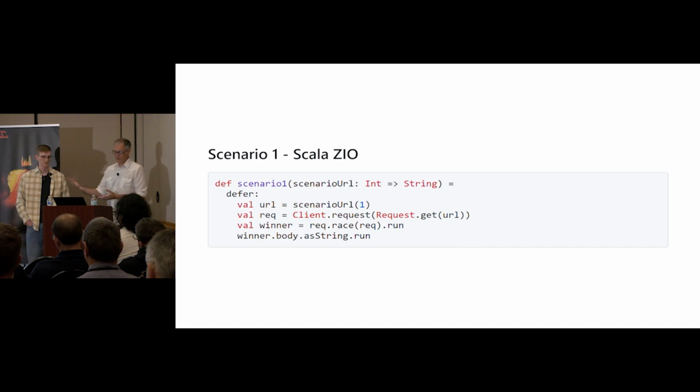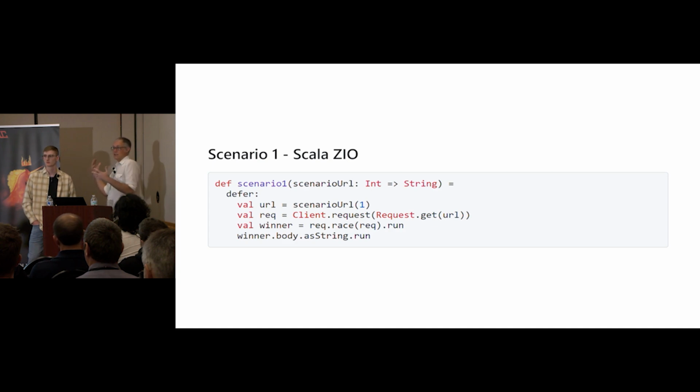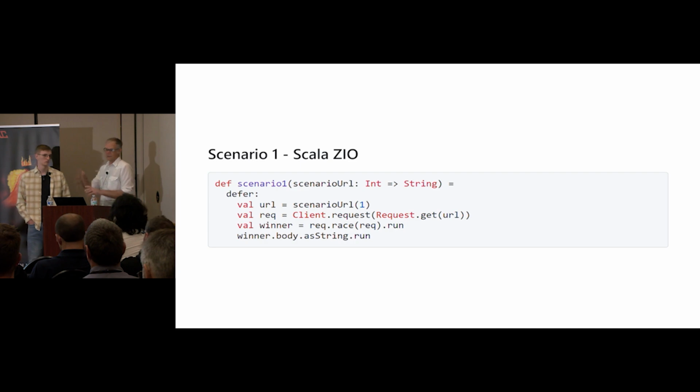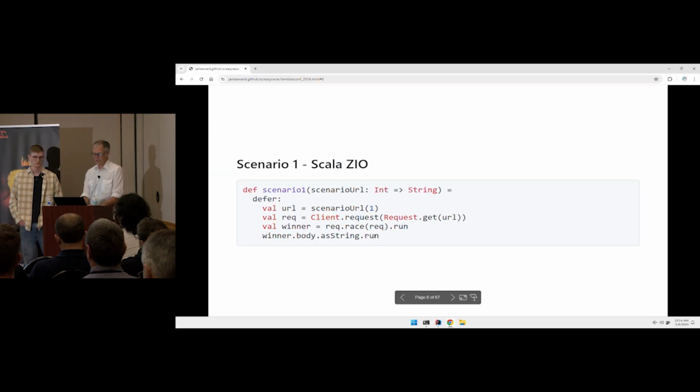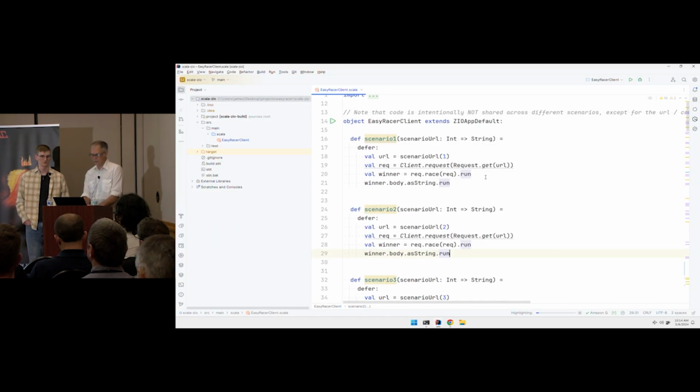Yeah. And then reading the body is also an effect, and so that's why we have to do the body as string run. And so what comes out of this function is a ZIO. And so again, that ZIO is just a description of what's going to happen. And then we actually have to run that ZIO through the ZIO effect system to actually get our result. And so there's some other parts of the code that actually do the running. But I did want to actually run this one just so you can get an idea of how this actually works. So here's this open in IntelliJ. And if I run this one, I think it's set up to run scenario 1.